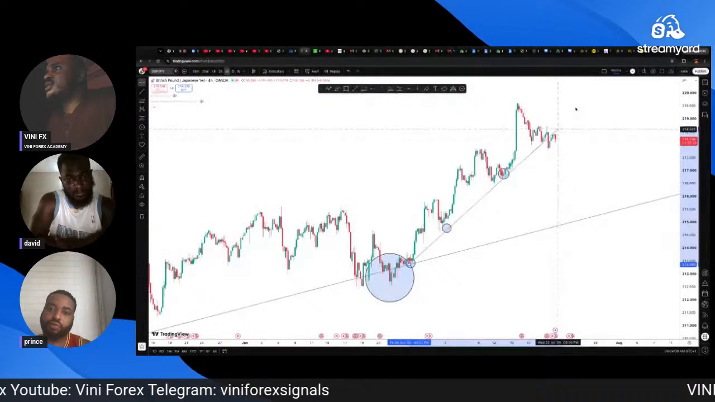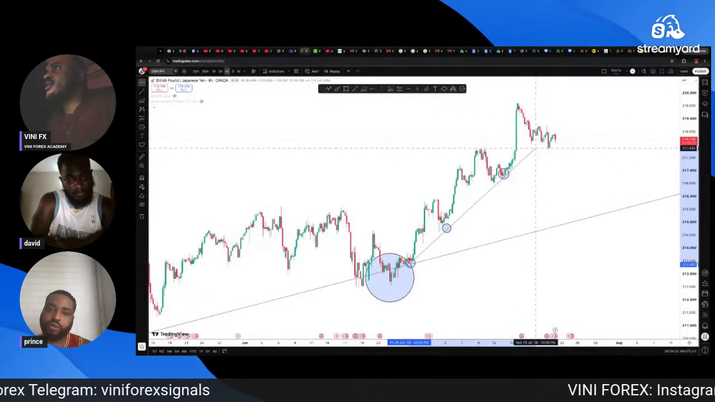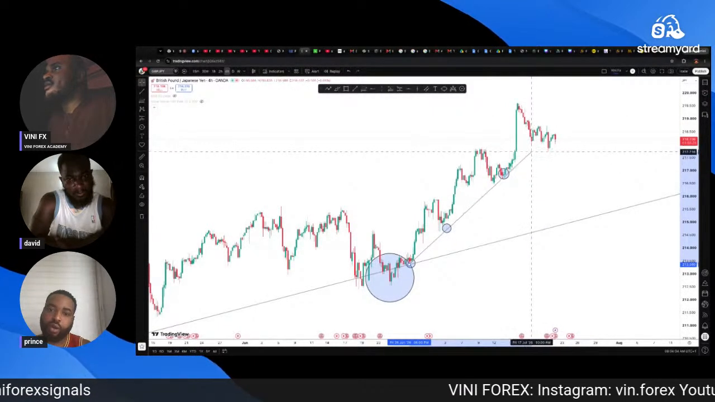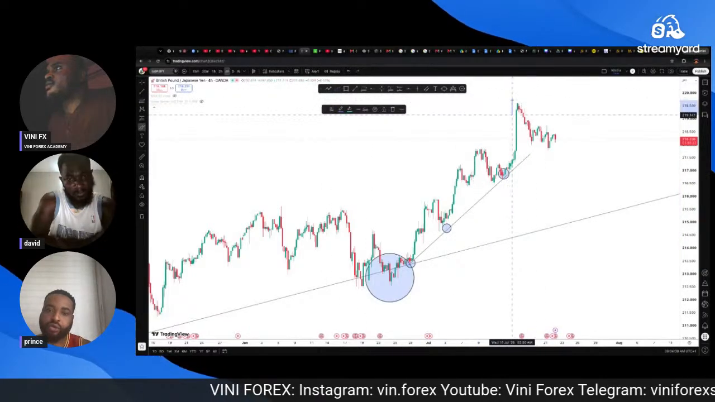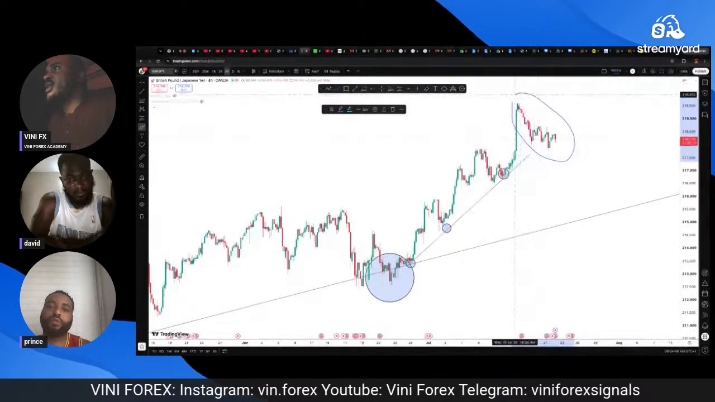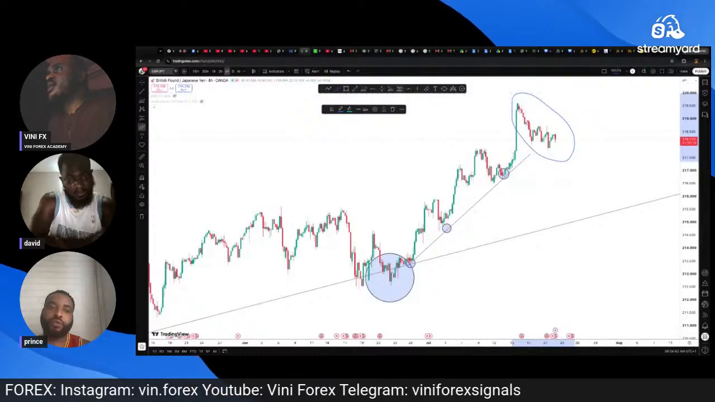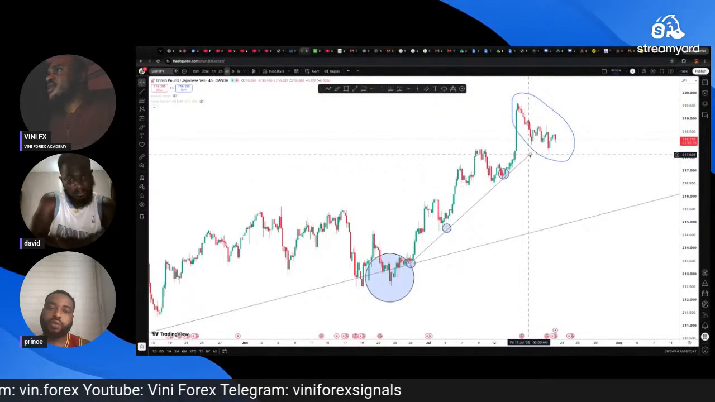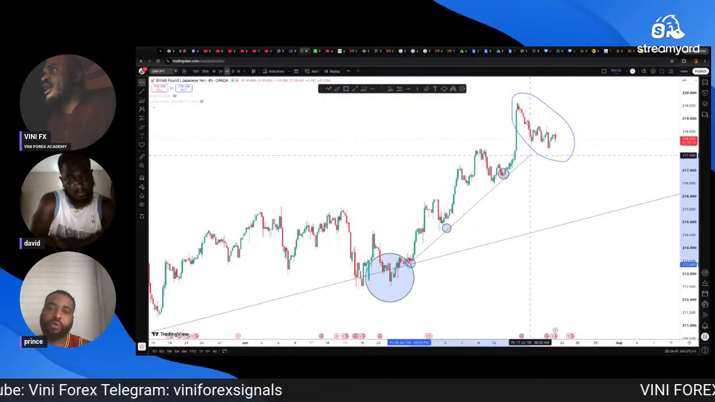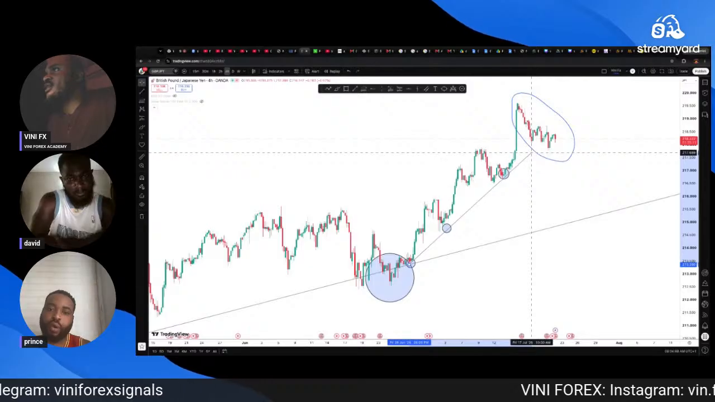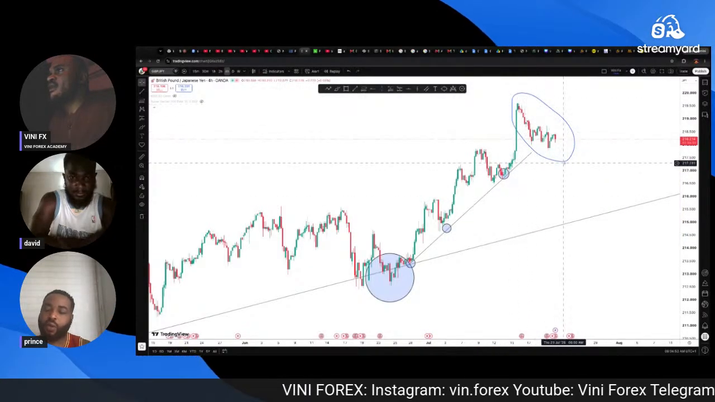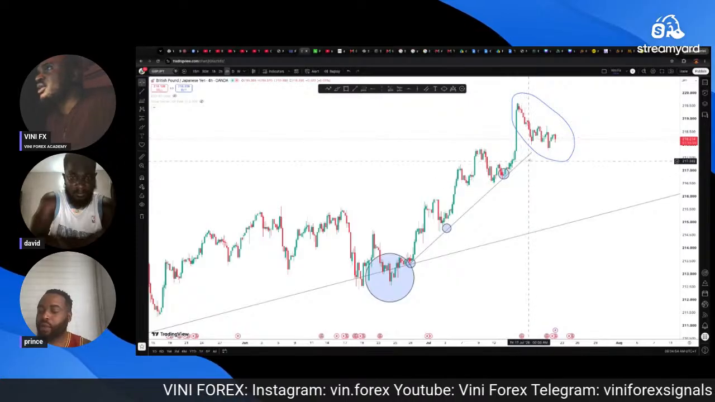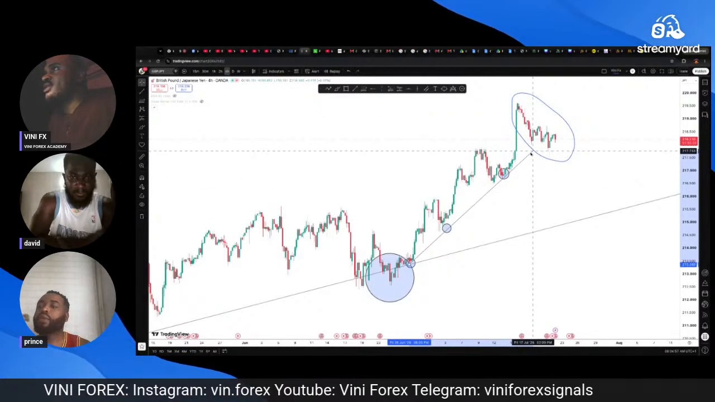Because assuming all this price reaction here at this point has not happened, assuming all of these candles have not printed, the trend line would have stopped around here. Please, do you understand this? Yes, sir.